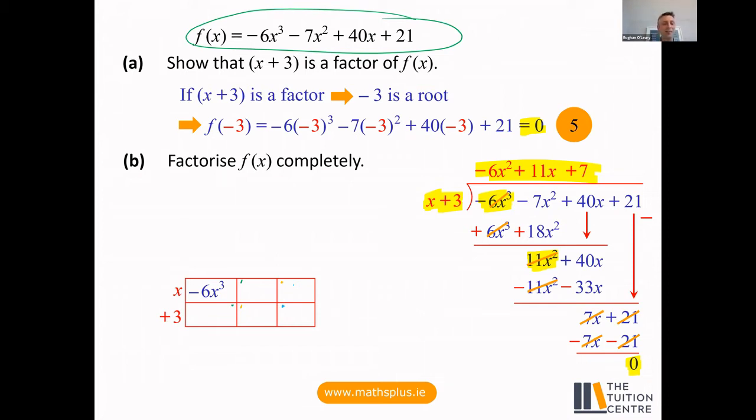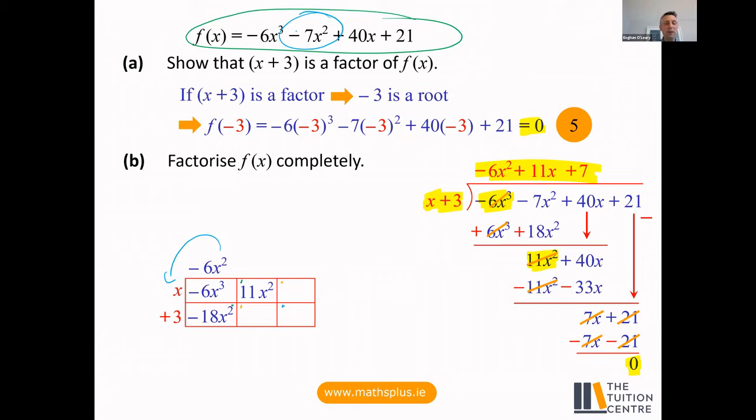I start off in the same way. X into minus 6x cubed goes minus 6x squared. And I multiply down in the same way: minus 6x squared times x gives me my minus 6x cubed, and my minus 6x squared times my 3x gives me my minus 18x squared. But I know that I need a minus 7x squared. So to have a total of minus 7x squared in my other box that relates to the x squared, I'm going to have 11x, because minus 18x squared plus the 11x squared would give me my minus 7x squared as required.